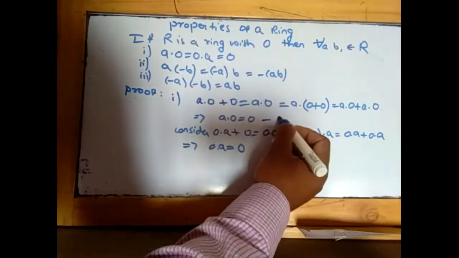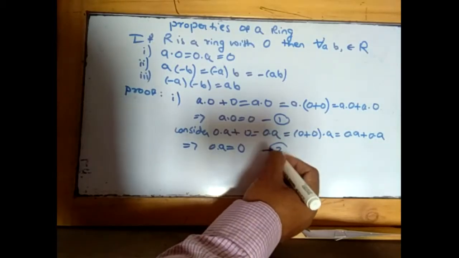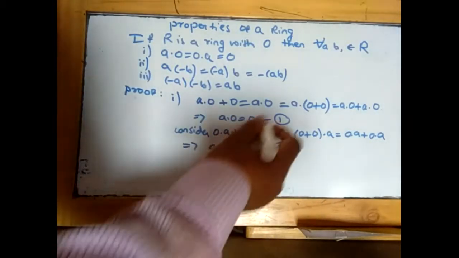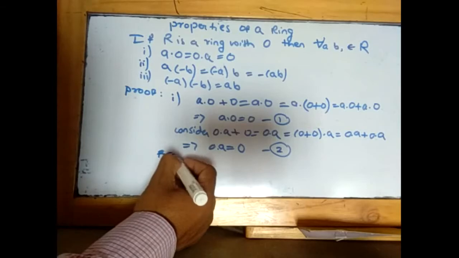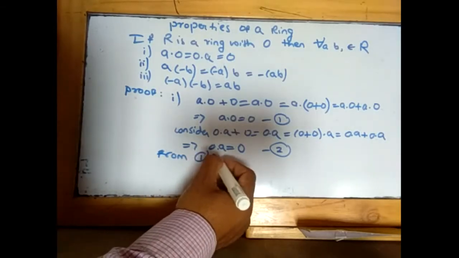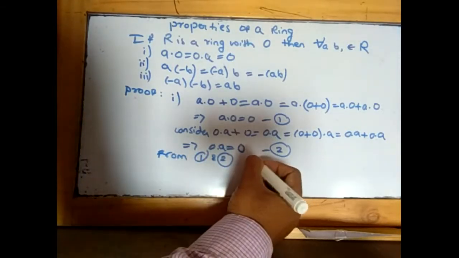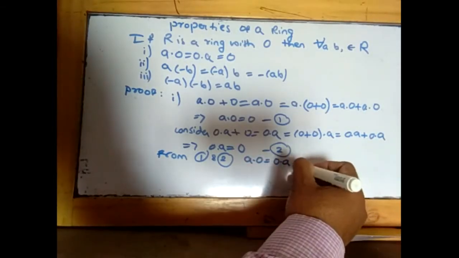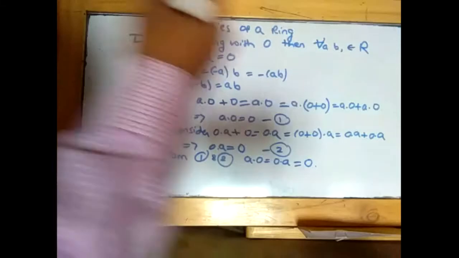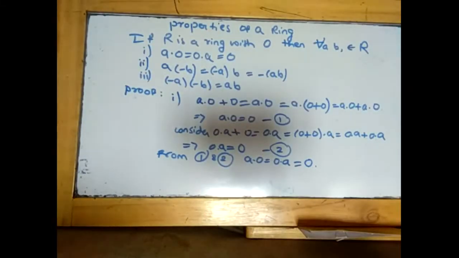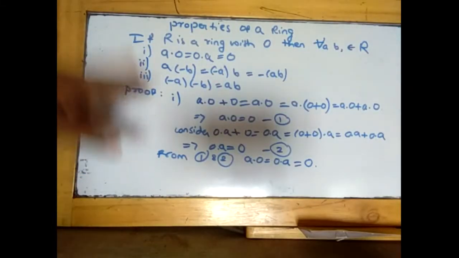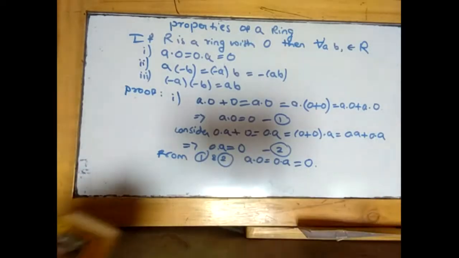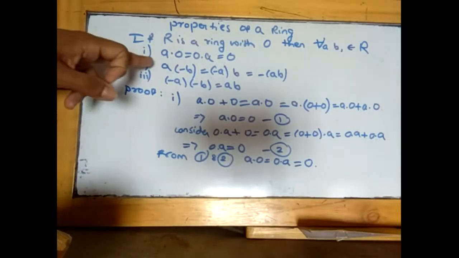So call this equation as 1 and this equation as 2. So from 1 and 2, a into 0 is equal to 0 into a is equal to 0. So this is the proof of the first one.